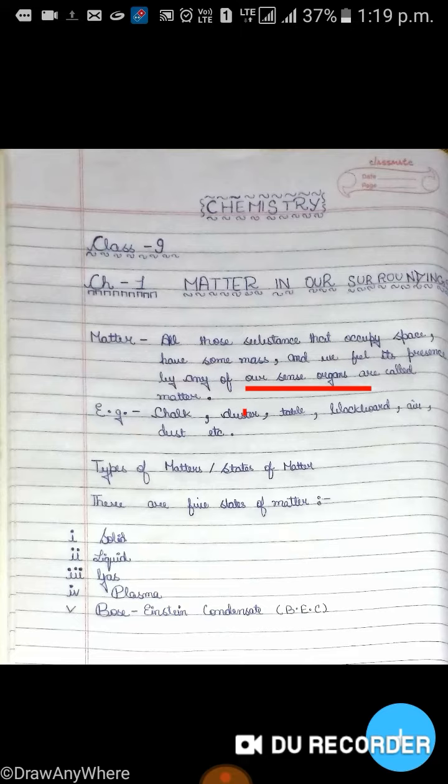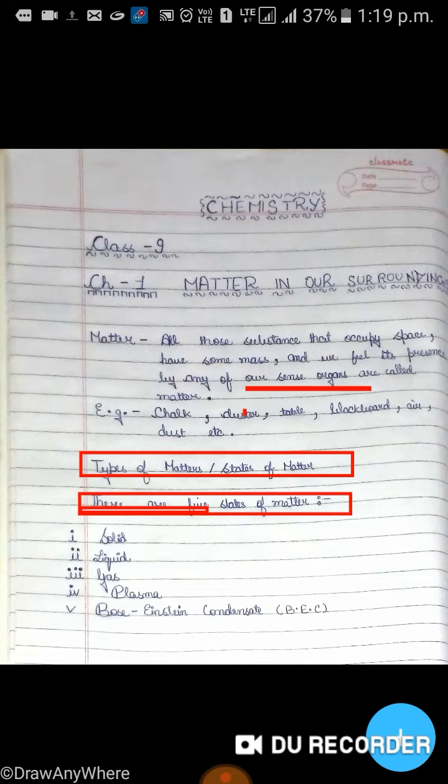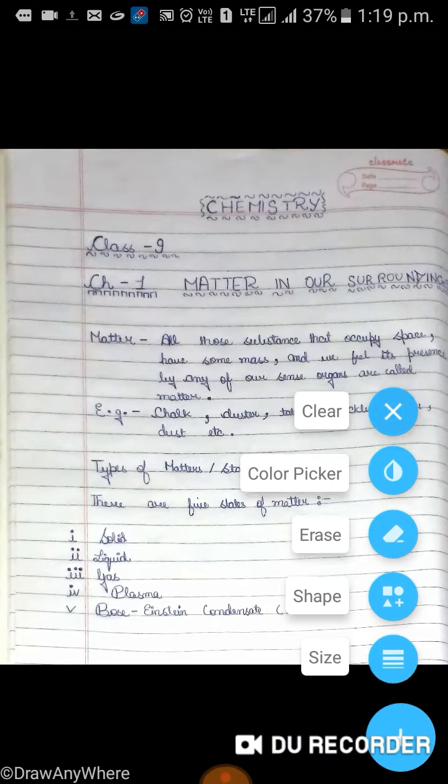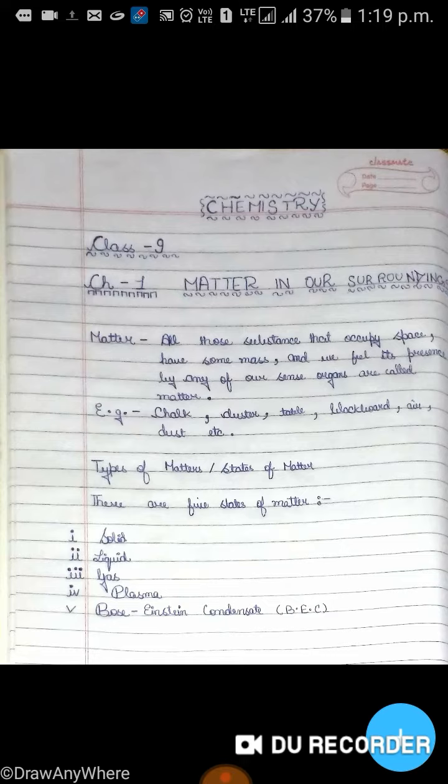We will now know the types of matter or states of matter. There are 5 states of matter. First is solid, second is liquid, third is gas, fourth is plasma, fifth is Bose-Einstein condensate. First, there were only solid, liquid, and gas. And the modern scientists worked and developed or founded plasma and Bose-Einstein condensate.